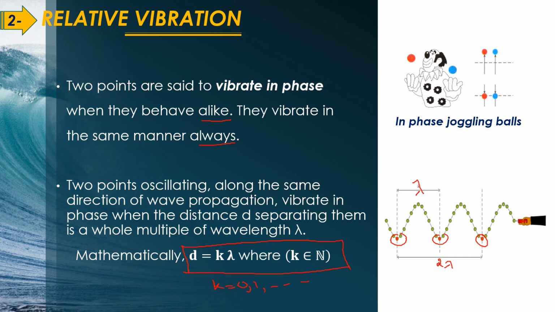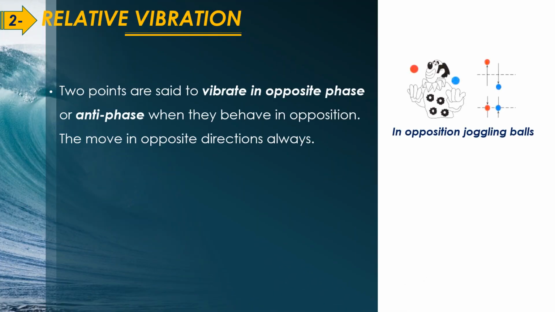Now we move to the in-opposition vibration. Two points are said to vibrate in opposite phase or anti-phase, which is in opposition, when they behave in opposition always. They move in opposite directions always. Keep in mind that the idea of having that all the time is very important.